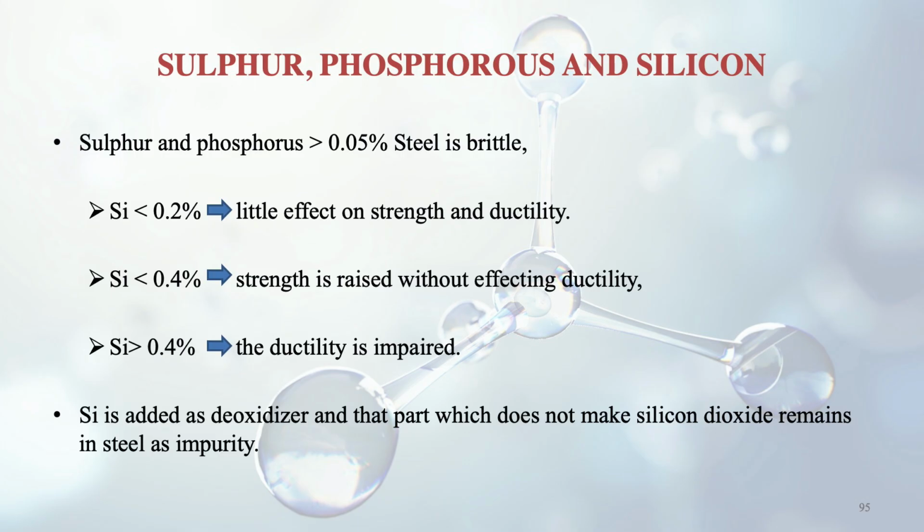Silicon is also added as a deoxidizer because it reacts with oxygen and removes it, and that part which does not make silicon dioxide remains in the steel as impurity. So if silicon dioxide is not formed, then obviously that impurity will remain in the steel.